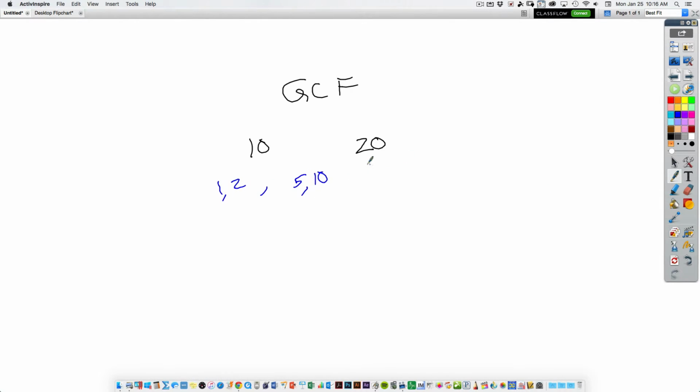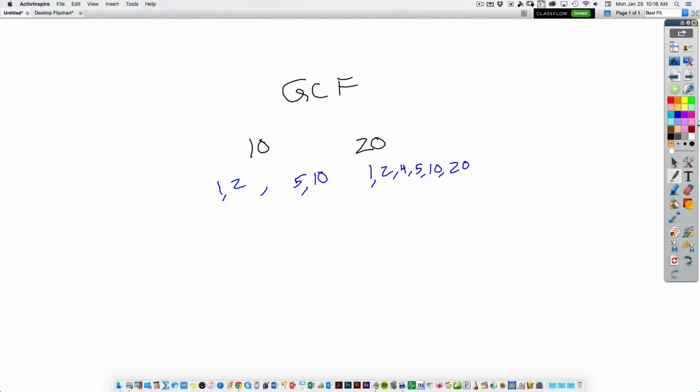And that's how I do it. I say, okay, here's 1 and 20, comma, 2 and 10. Does 3 go into 20? No. 4 does. 4, comma, 5. 4 times 5 is 20. And you just do that until you meet right up in the middle.